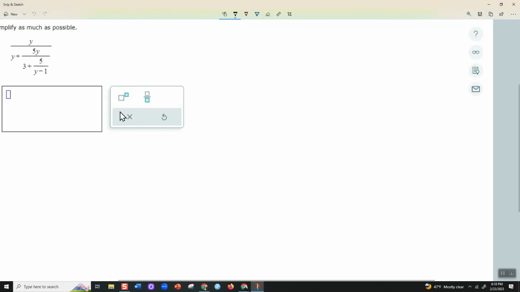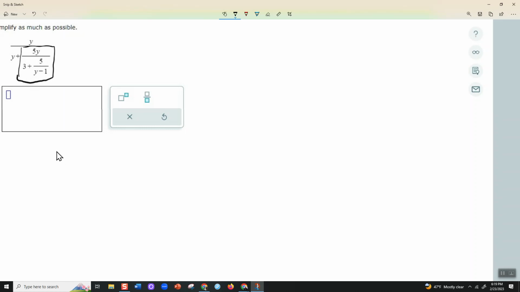The final problem. The trick on this one is to focus on the parts that are associated first and then just kind of do it one chunk at a time. Don't worry about the top right now, we'll get to it. Don't worry about this right now, we'll get to it. What we're going to focus on here is this fraction, or rational, whatever you would call it. 5y over 3 plus 5 over y plus 1.